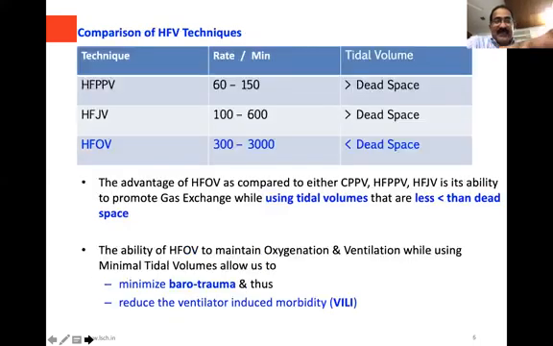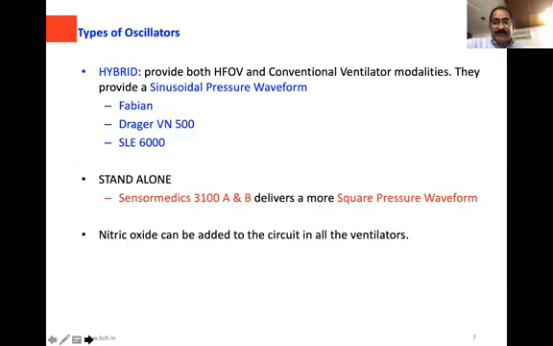And in this presentation, we will most probably be talking about oscillatory ventilation only. Because in high frequency positive pressure, again, the tidal volume is more than the dead space, as well as in jet ventilation. Only in the oscillator, where the rates are higher, the tidal volumes are much lesser than the dead space. So the advantage is what we've just discussed. Because of this, the barotrauma is less, and the ventilator-induced lung injury is also much, much lesser. That's the theory.